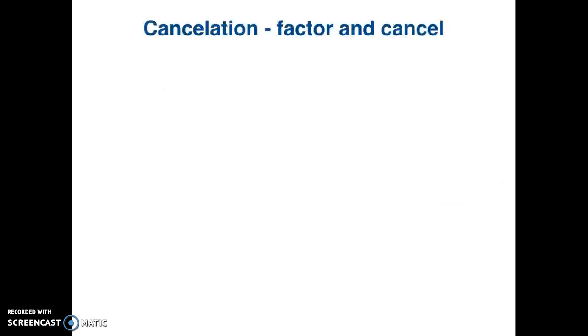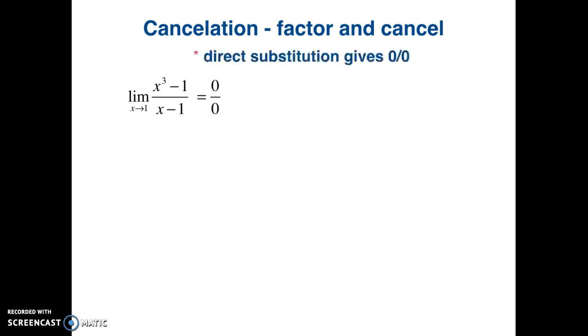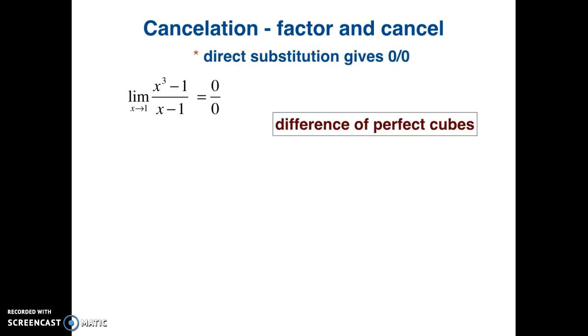So cancellation is one of our options that we can use. The limit as x approaches 1 of x cubed minus 1 over x minus 1. When we go direct substitution, we get 0 over 0. This does not mean does not exist, so we're going to try to cancel out. I notice that the top is the difference of perfect cubes, so I'm going to break that down into (x minus 1)(x squared plus x plus 1) over x minus 1.